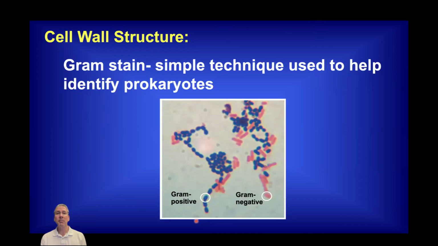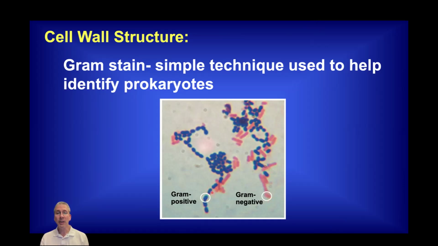So let's say somebody has a bacterial infection. If we want to find out what's causing that infection, one of the simplest things we could do to begin to identify the bacterium is a Gram stain. So it's a very simple technique. Once you do it, your bacteria will have either a purple color, like we see here, those would be gram-positive bacteria, or a red color, like we see here, those would be gram-negative bacteria.